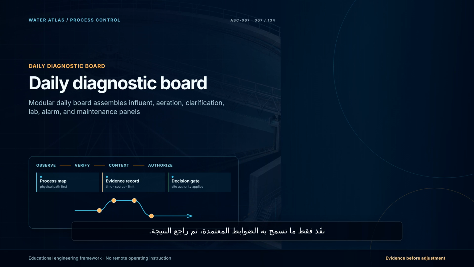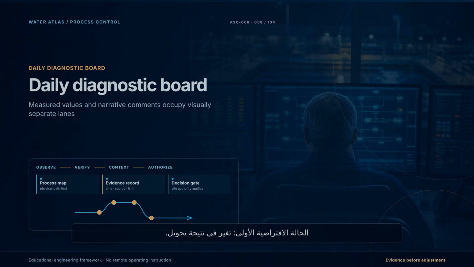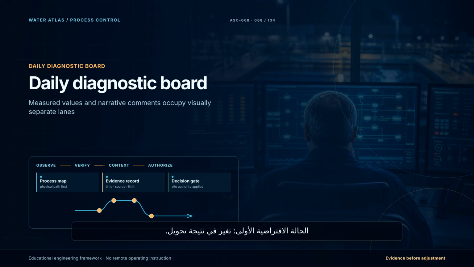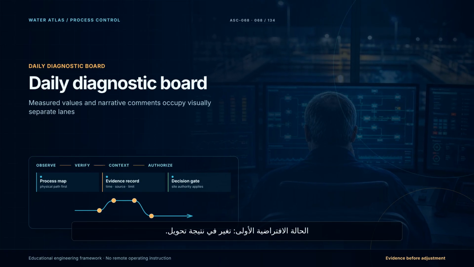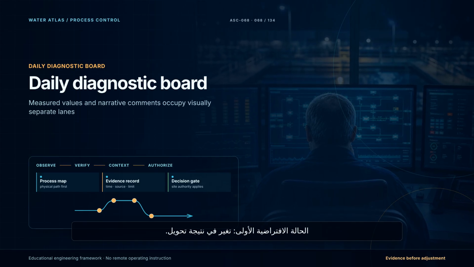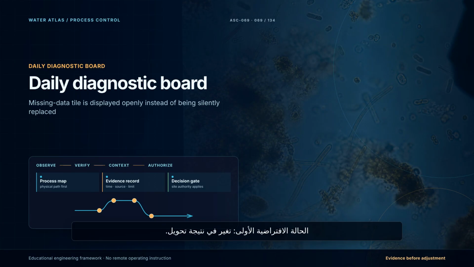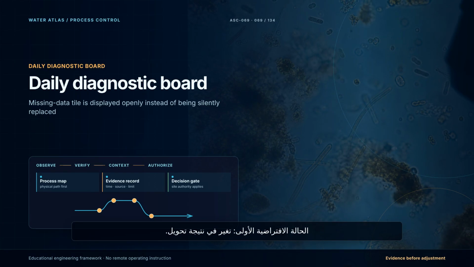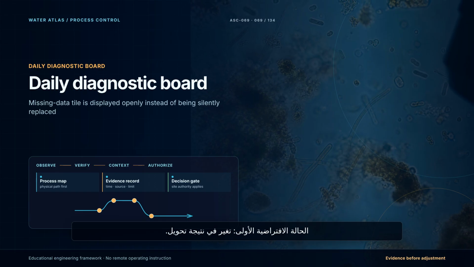Trend review converts isolated data into context. It also reveals whether a condition is worsening, recovering, oscillating, or simply outside a normal range for one measurement cycle. A disciplined trend chart should show the source, time basis, units, and known reliability limits. A graph without context can be as misleading as a single number.